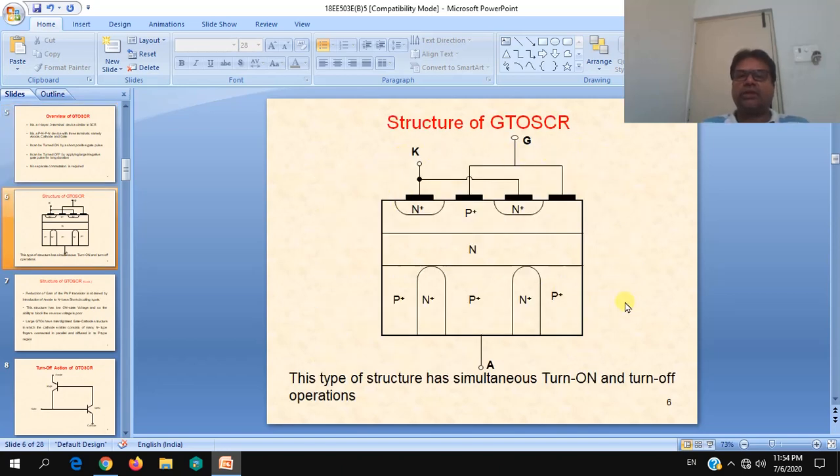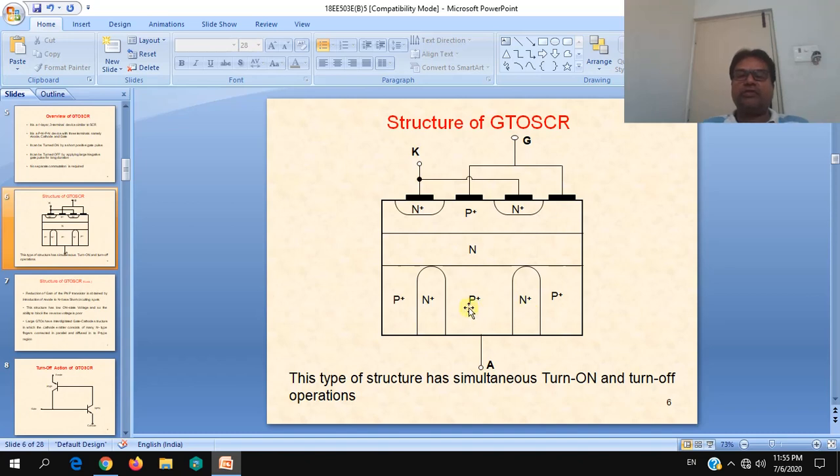When it comes to the structure of GTO SCR, it is the same. When you see from the anode to cathode, it is PN layers only, PN junctions. And when we see near the outer P region, in this N plus, some concentrated N-doped finger-like structures are embedded in parallel inside the outer P layer.